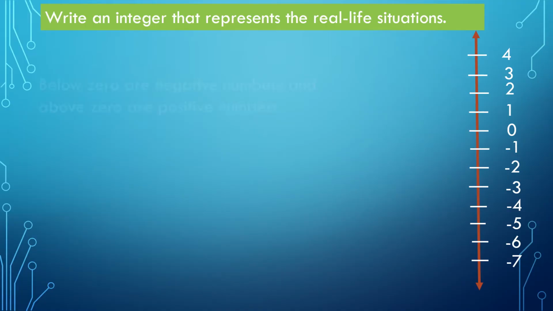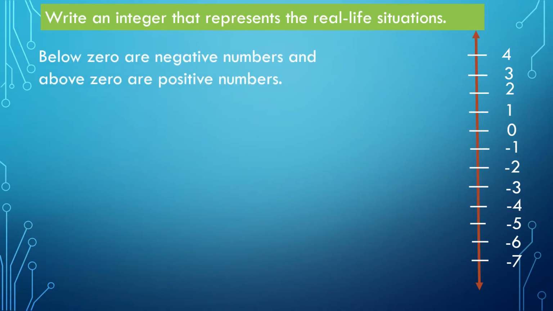During winter, here in the US, there are days that the temperatures are below zero. When I say below zero, it means the temperatures are in negative numbers. And above zero, the temperatures are in positive numbers. So here, if you look at this one, this is zero. Below zero are negative numbers, and above zero are positive numbers.